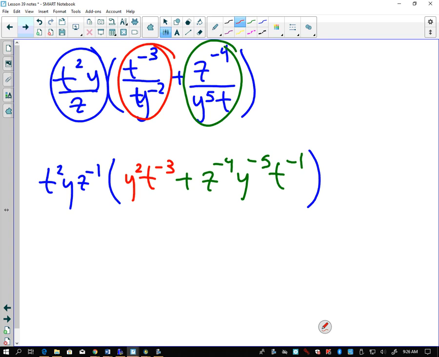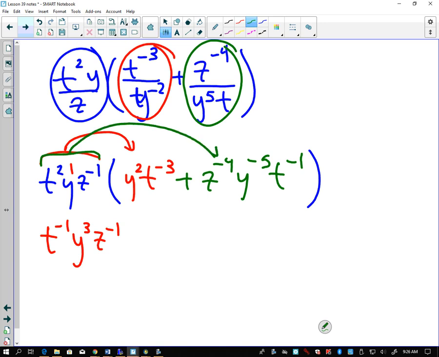I'm going to multiply everything here by everything in here. So I'm going to get t to the what? T to the negative first, because 2 plus negative 3 is negative 1. I'm going to get y to the what? Third. 1 plus 2 is 3. I'm going to get z to the what? Negative first. Good.